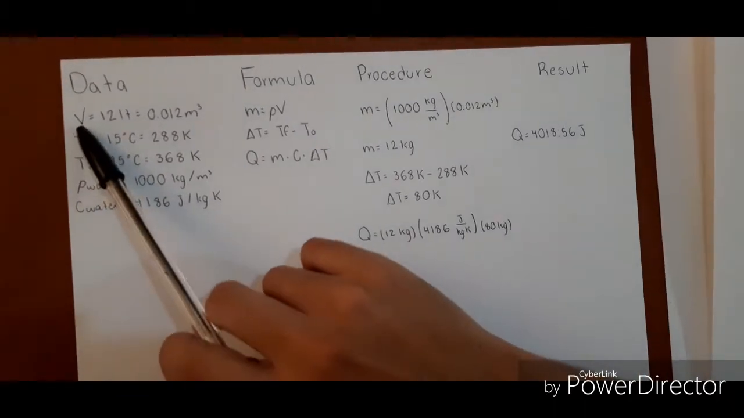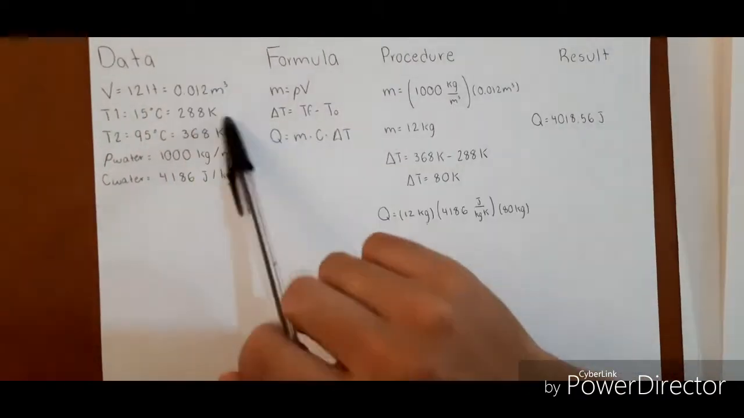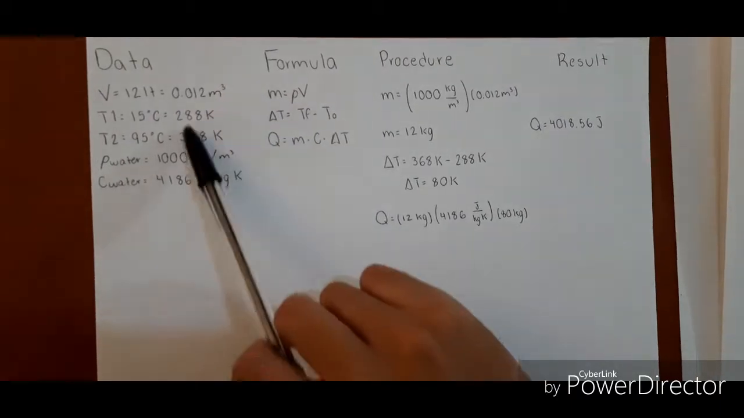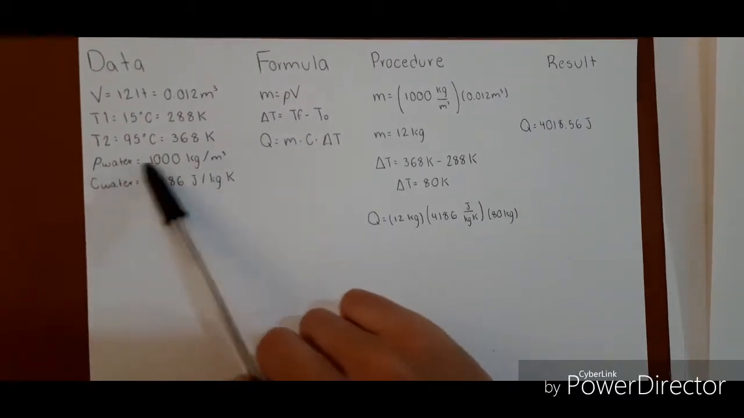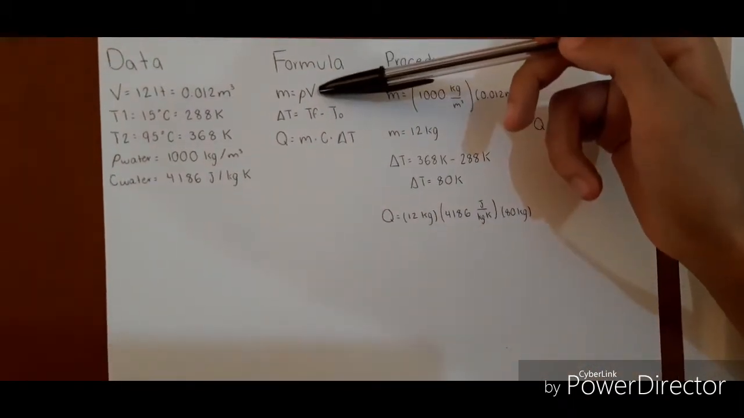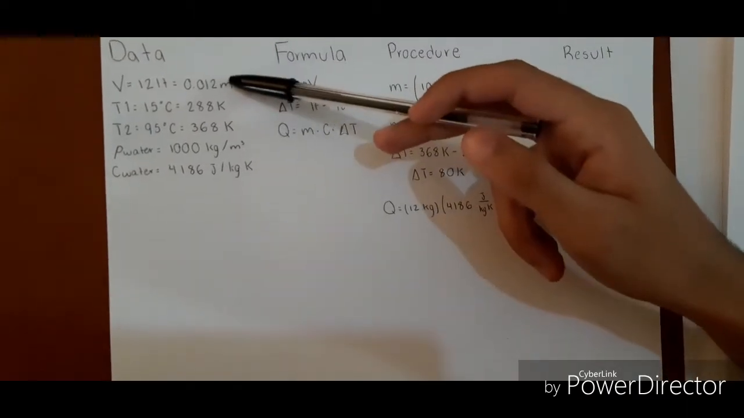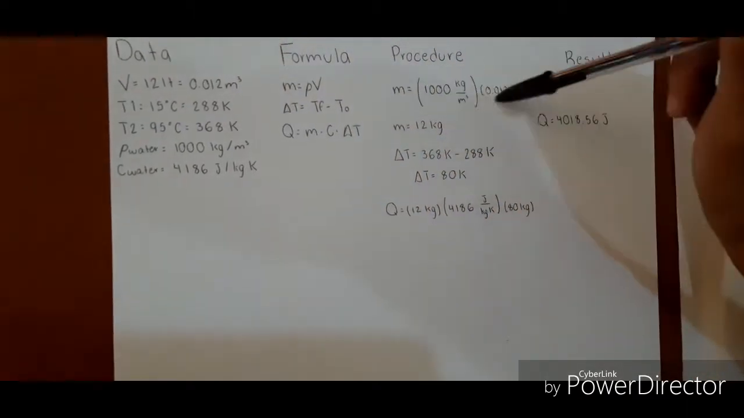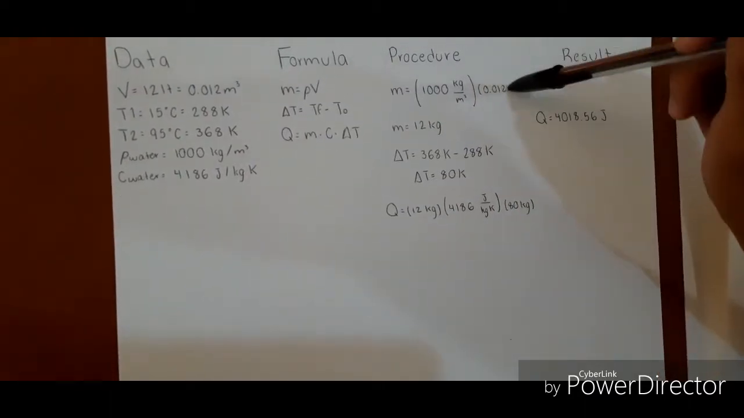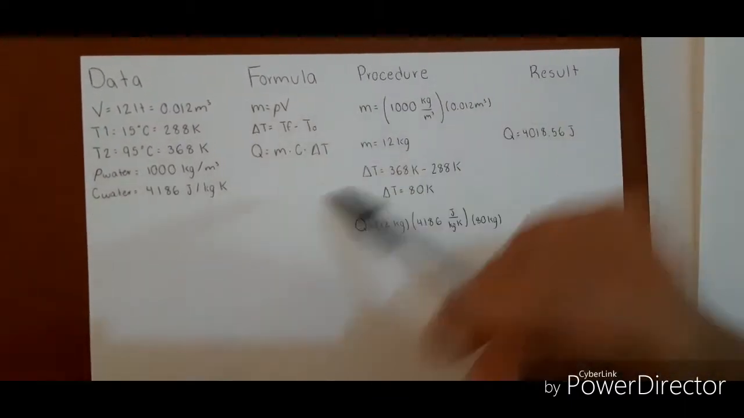First of all, we have here the data that we're going to convert into international system units, that are cubic meter and Kelvin, and we have the density of water and the specific heat of water. Then we're going to use this formula to obtain the mass of the water that's going to be heated. Mass equals the density times the volume of the water. That is going to be 12 kilograms.